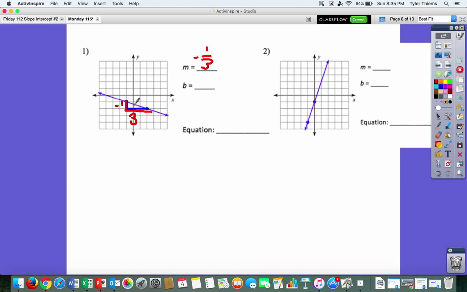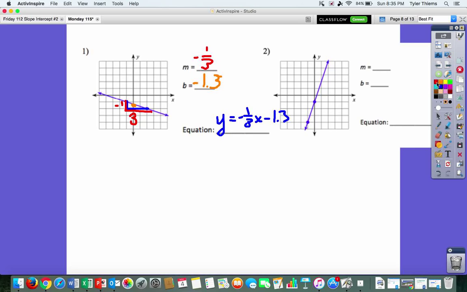Our y-intercept, notice where this y-intercept is. It's not directly on a line, so we have to estimate that it's about negative 1 and 1.5. Maybe it's really like 1.3 is what we'll estimate it at. So then the equation would be y equals negative 1/3 x minus 1.3. That's the equation of our line.